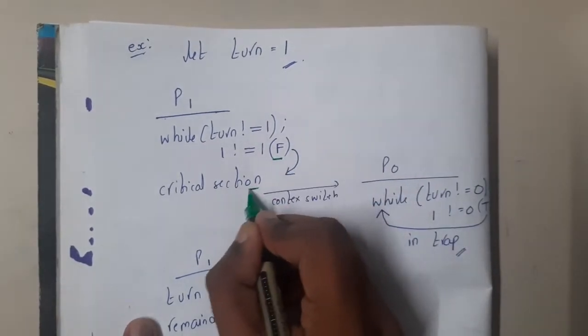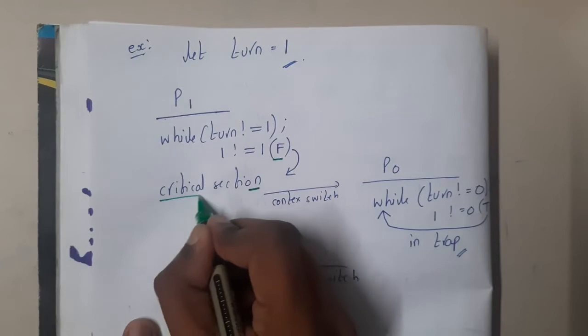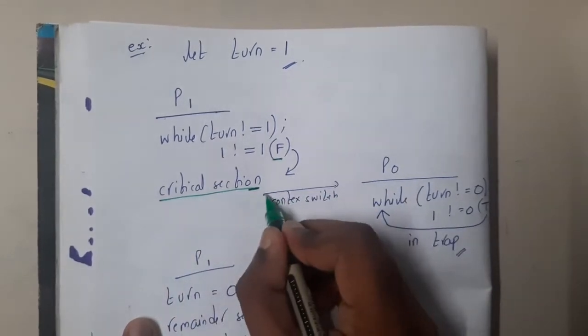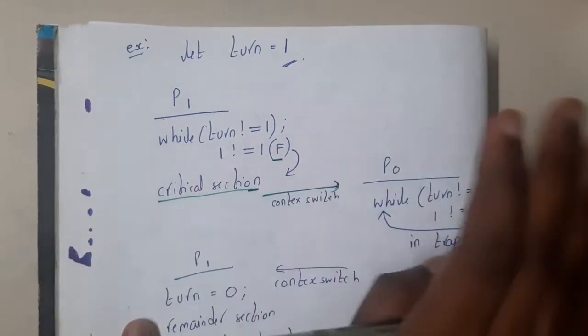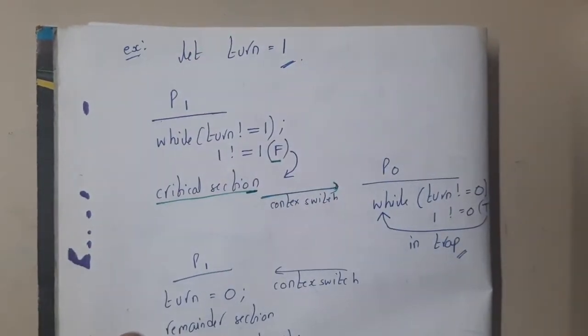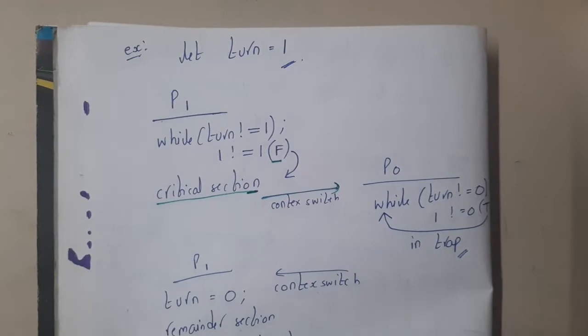So I am entering into the critical section. Once I am inside the critical section, a context switch has occurred. To be clear, a context switch can happen any time in the whole code. There is no rule that it can happen here only or here only. It can happen at any moment of time.